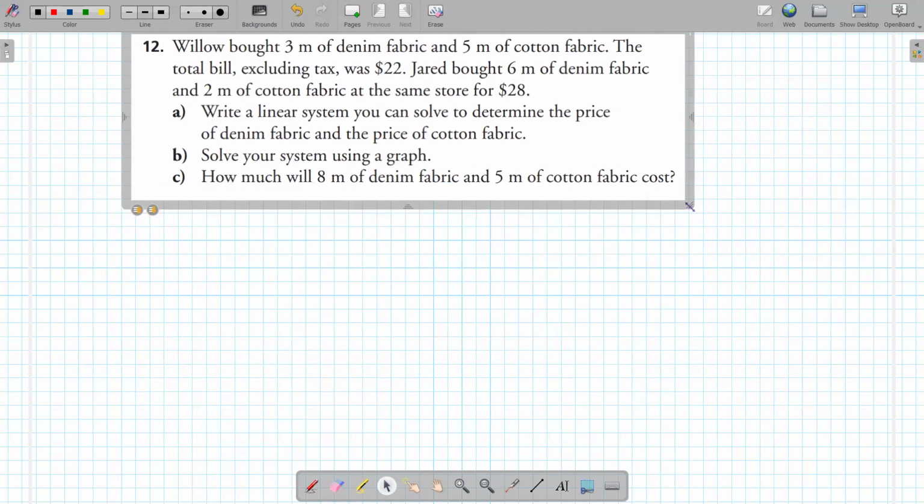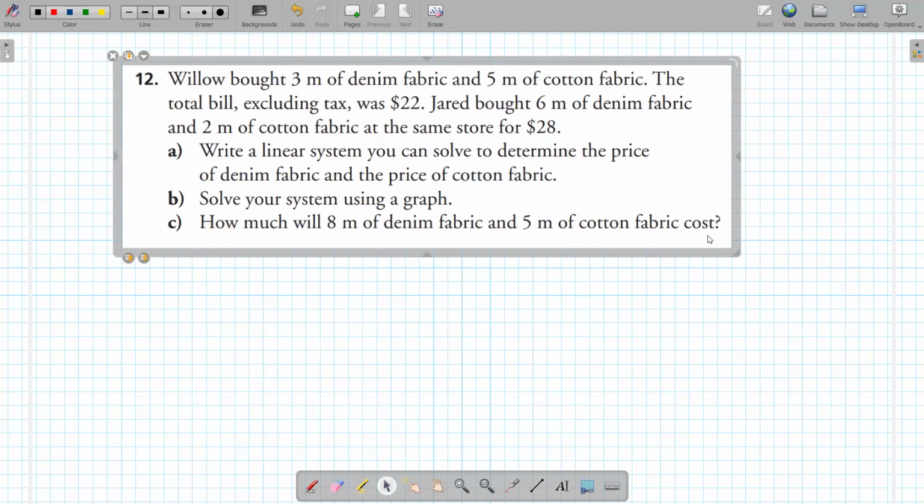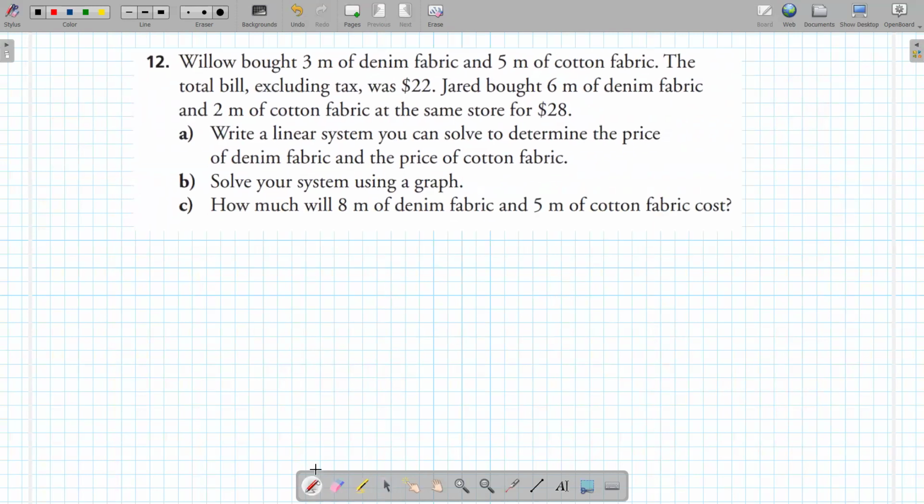Let's look at this one. We have denim and cotton fabric. We don't know how much it costs, so that's automatically going to be x and y. x is the price of 1 meter of denim. y is the price of 1 meter of cotton.